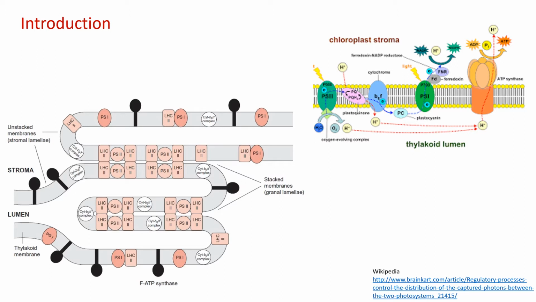Mainly in the grana stacks, there is mainly composition of the photosystem 2, in which we also have the combination of light harvesting complex 2, which are the reaction centers for the initiation of photosynthesis. And then we have the cytochrome b6f molecule, and in the stroma region we mainly see the photosystem 1 moieties.